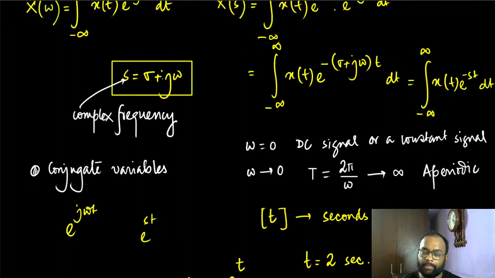S is a conjugate variable because it is a sum of two conjugate variables. Sigma is a conjugate variable, omega is a conjugate variable. Both of them have the same unit, radian per second. They mean different things, but they are conjugate variables. And since s is a sum of those two conjugate variables, the sum is also a conjugate variable. That's how s is a conjugate variable. So you now understand these things, right?